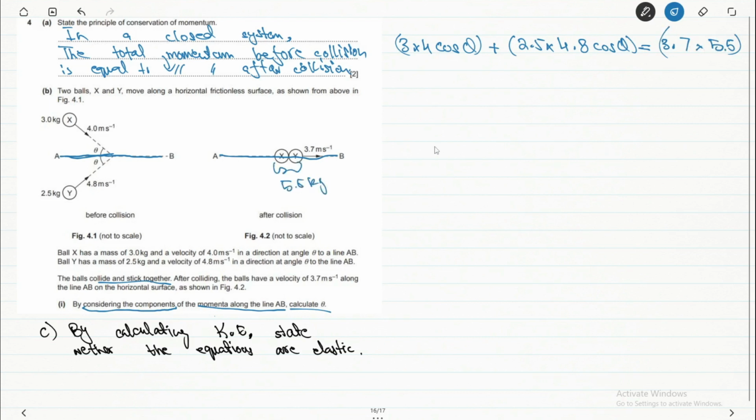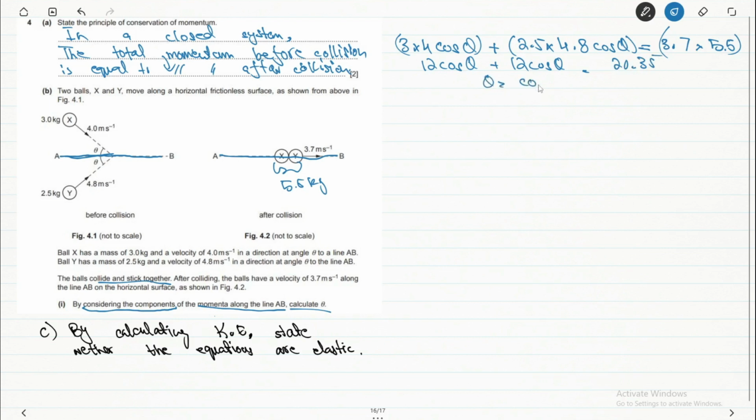5.5 kg, right? It's just the addition of these two masses. Initial horizontal momentum is equal to final horizontal momentum, right? So let's just solve this. 12 cos theta is equal to 20.35.